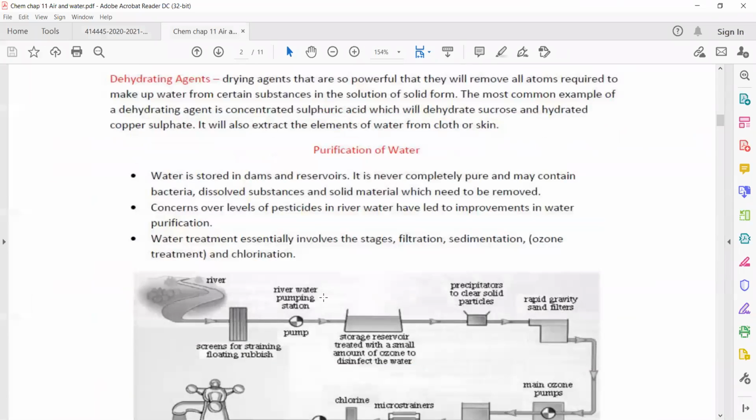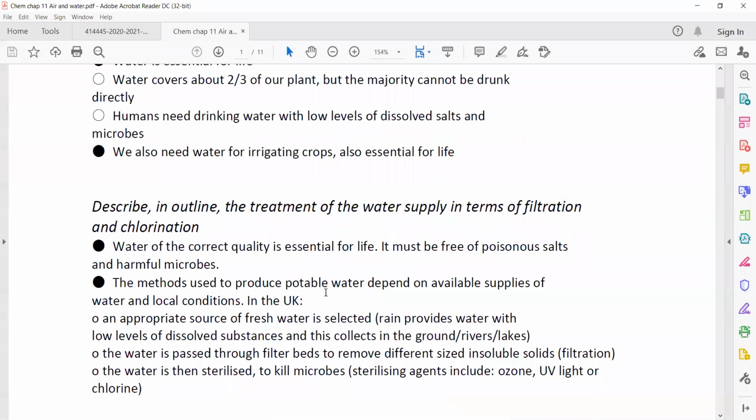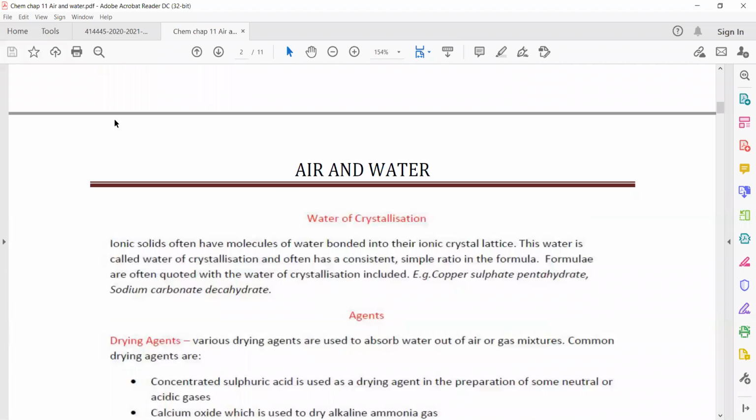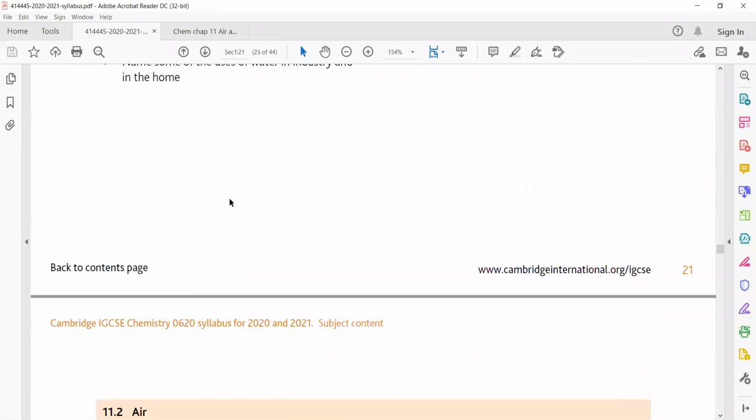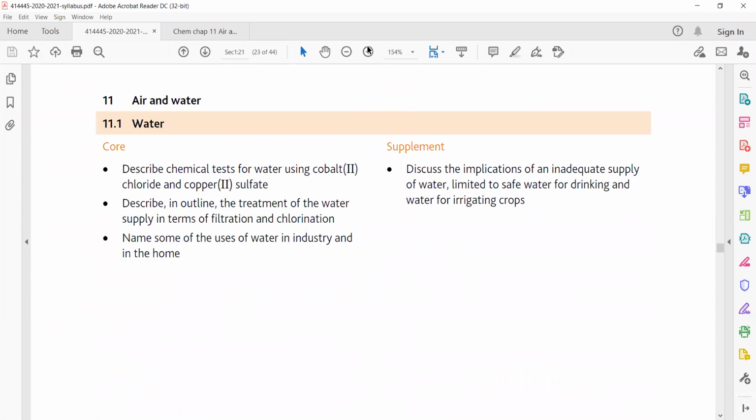Then the uses of the water. You have to specify the use of the water. In industry, the water is used as a solvent. Ultraviolet light will not make it radioactive. Ultraviolet light does not allow the bacteria to grow. That's why you will find some surgical apparatus kept in a box which has an ultraviolet source. So it is used to kill bacteria.